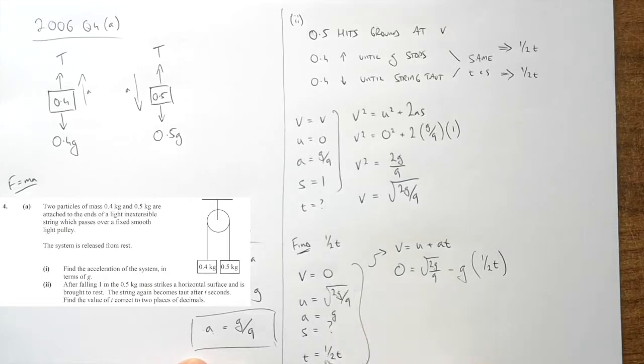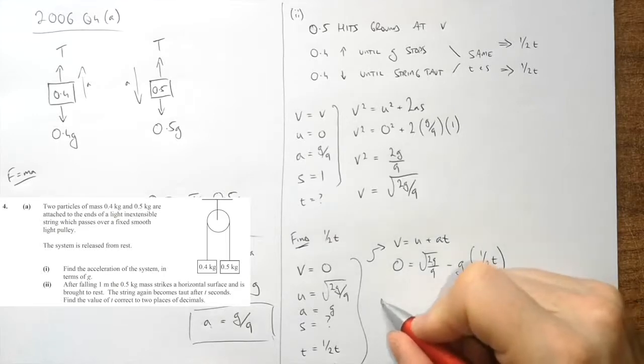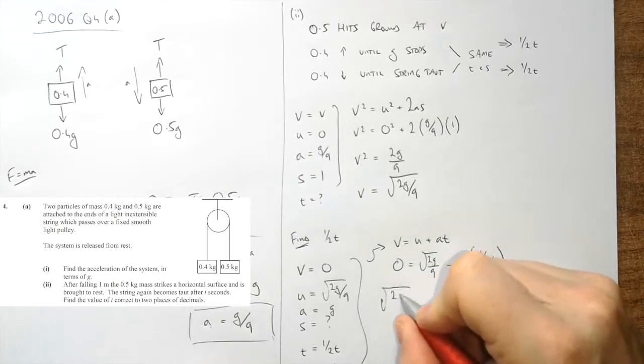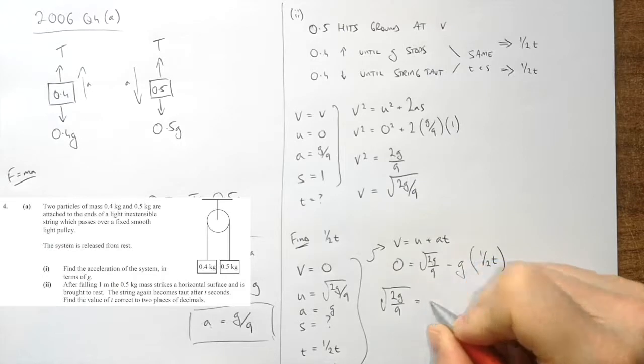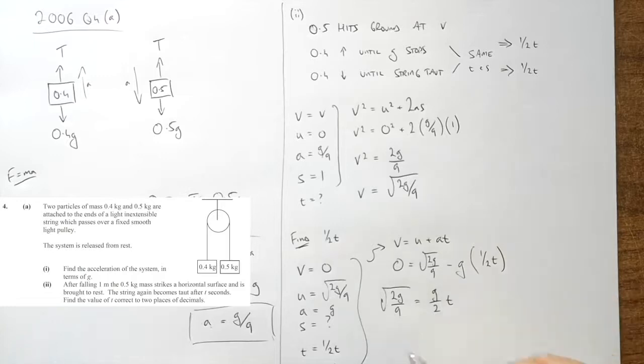That's why I love writing these out here. It just stops all those little simple slips that can come in along the way. Okay, a little bit ugly. All we've got to do is solve for t. Now again, if you look at the question, find t correct to 2 decimal places. So we're not doing this in terms of g. We can begin to multiply this out. So what I'm going to get over here is the square root of 2g over 9 equals g over 2 t.